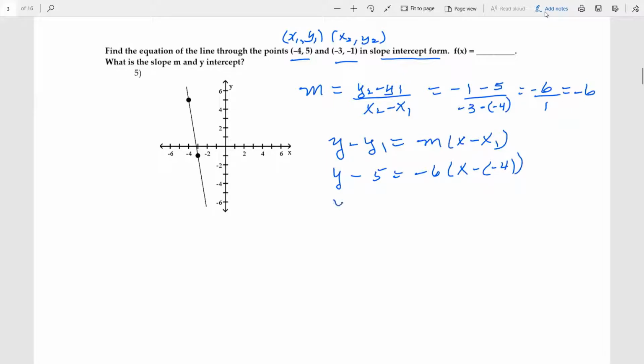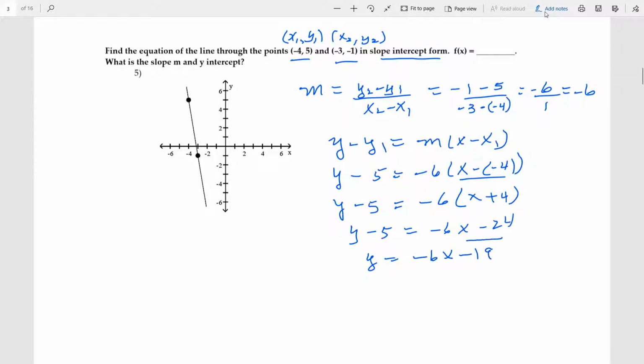And so now we'll write the equation: y minus 5 equal minus 6 times... watch your signs here. This will be x plus 4. So we get y minus 5 equal minus 6x minus 24. And then adding 5 to each side, we get y equal minus 6x minus 19 is the equation of the line. And we want to find the y-intercept.